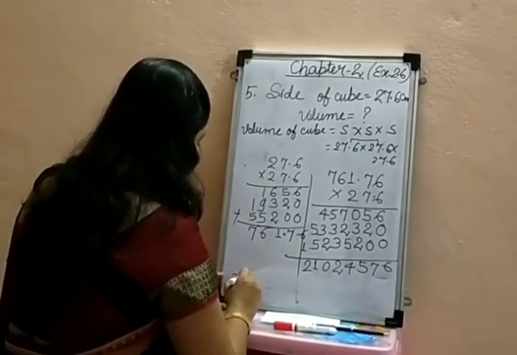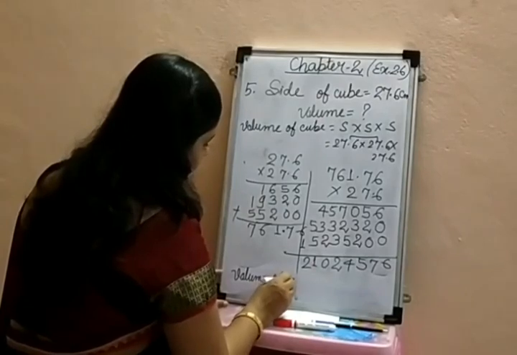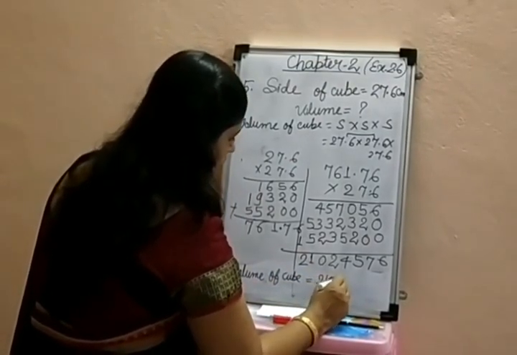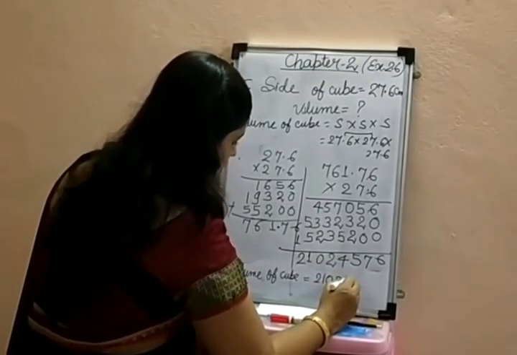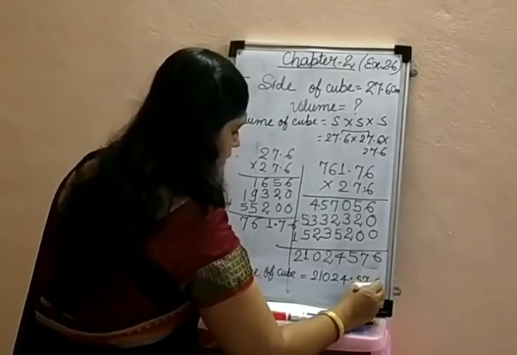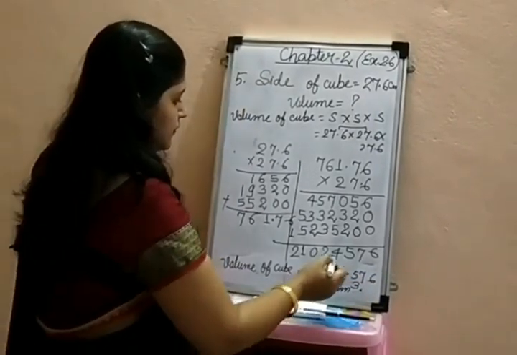So volume of the cube equals 2102.4 decimal 576 centimeter cube. That is the answer.